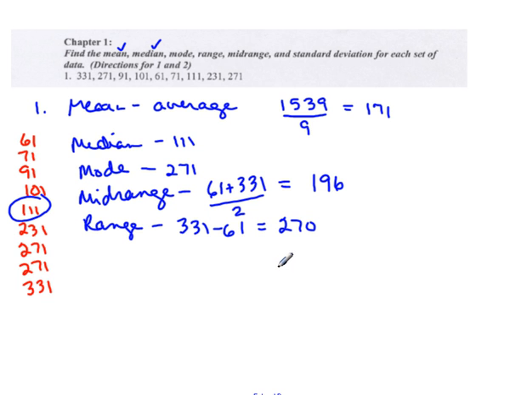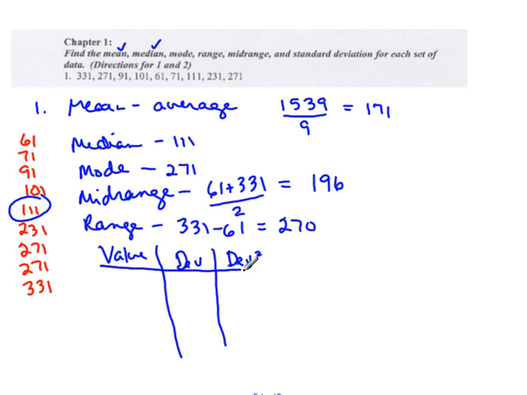The problem that takes the most to do is the standard deviation. If you recall, we need a table for that. And the table is going to be value, deviation, and deviation squared. Okay? So when we complete this table, we want to write all of those values. So 61, 71, 91, 101, etc.